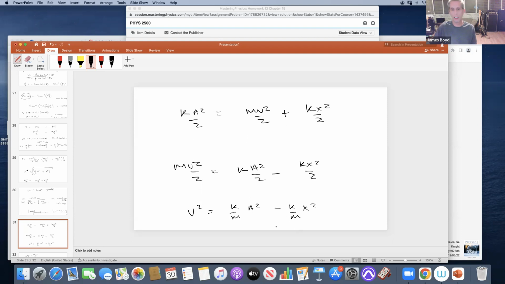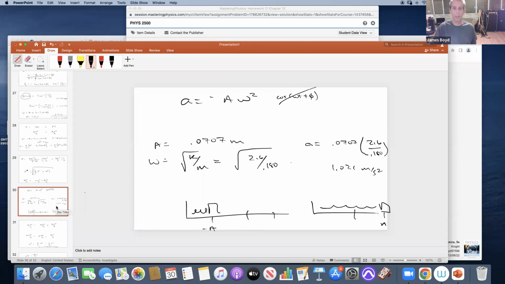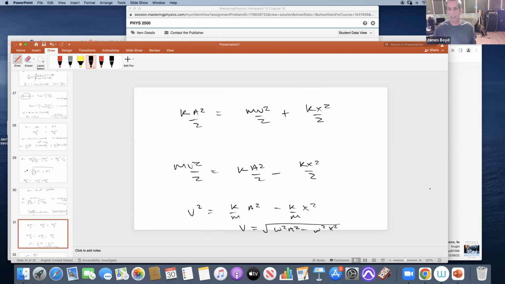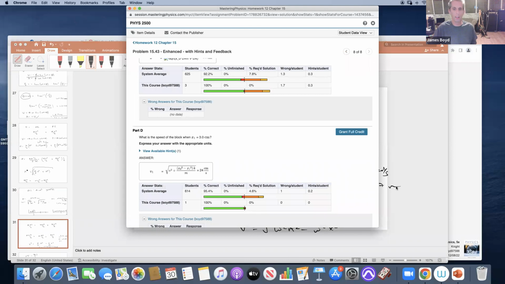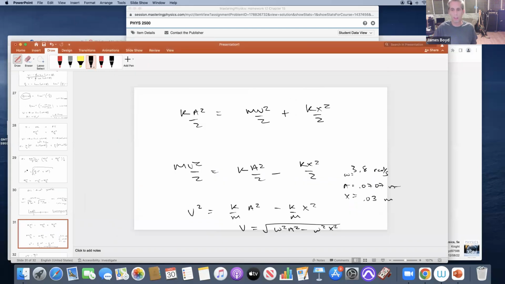So what I get is that v is the square root of omega squared A squared minus omega squared x squared. And remember, our omega was what, 3.8? No, our omega was the square root of 2.6 divided by 0.180. Yeah, 3.8. So our omega is 3.8 rad per second, and our A was 0.0707 meters. And our x is given to us here as 3 centimeters.